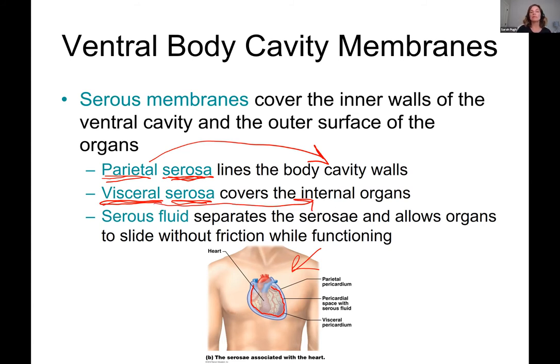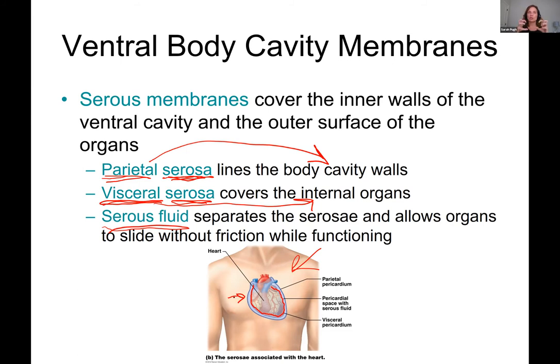And then those two are going to be separated by fluid called serous fluid. And so you can see in this picture, I drew in red on top of the visceral serosa. Now that blue line on the outside, that is the parietal serosa. And you can see between the two, there is a space. And that space is filled with serous fluid. Okay, and that is what is really helping to reduce the friction.